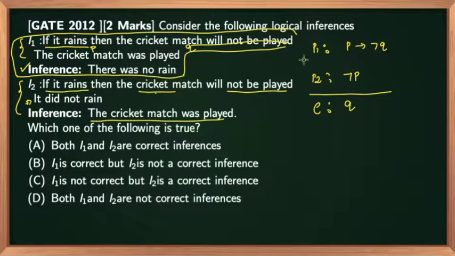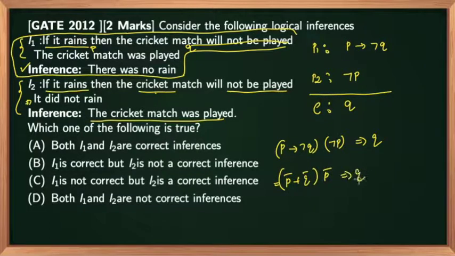So this is true if P implies not Q and not P implies Q is a tautology. That means P bar plus Q bar into P bar implies Q is a tautology. That means P bar implies Q is a tautology, right? And we know that P bar implies Q is nothing but P plus Q. It is not a tautology, right? So the second inference is wrong, but the first inference was correct. So the answer should be I1 is correct, but I2 is not a correct inference.